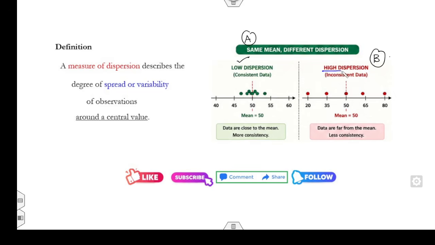Whenever you have high dispersion, the data is always inconsistent, and it is consistent whenever you have low dispersion. Always remember, students, your target in the case of dispersion is always to minimize the spread. Always. Fine. It is always to minimize the spread.